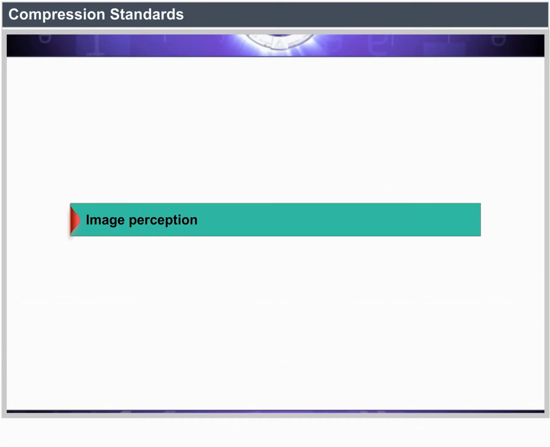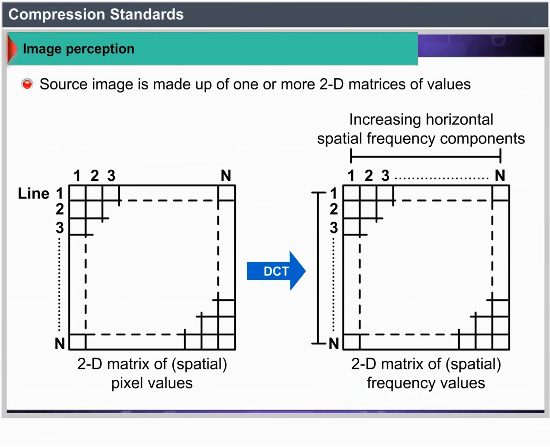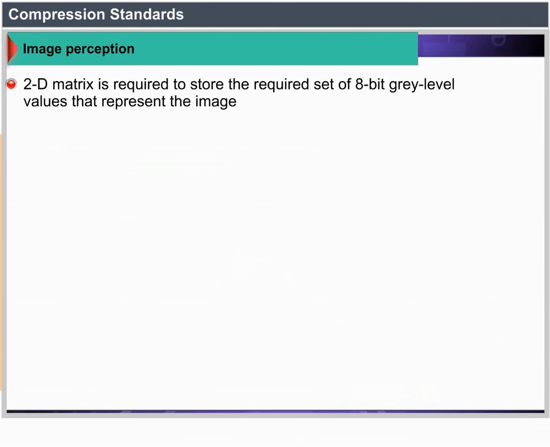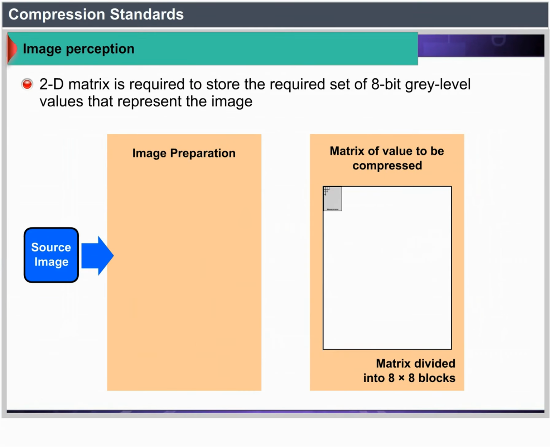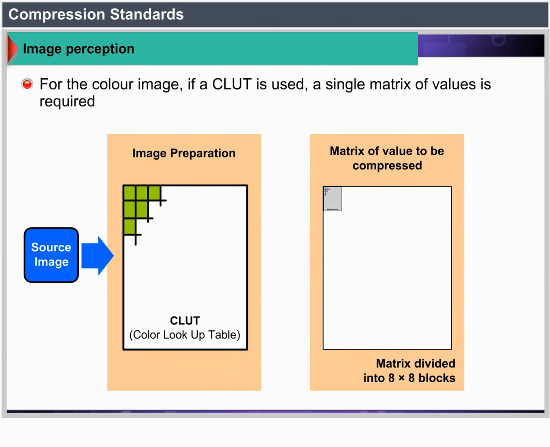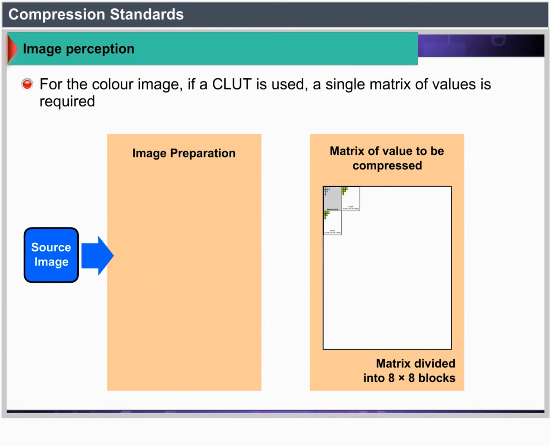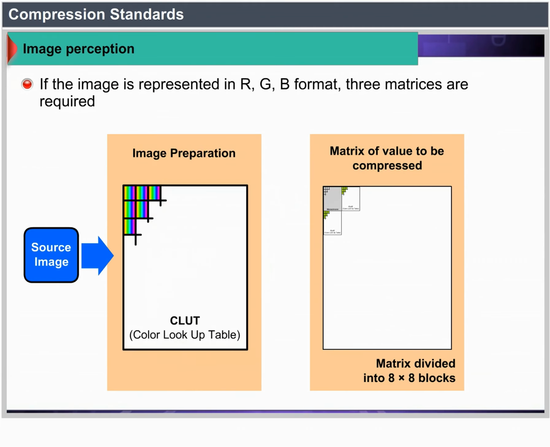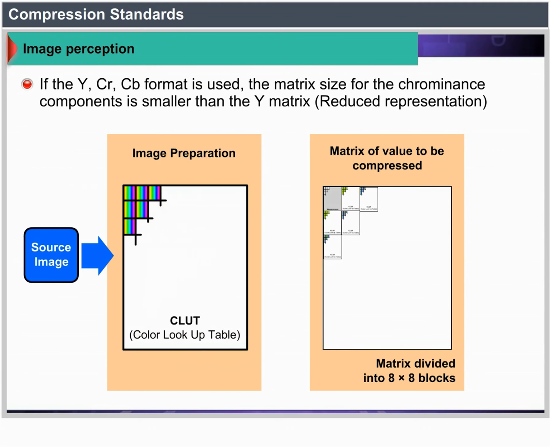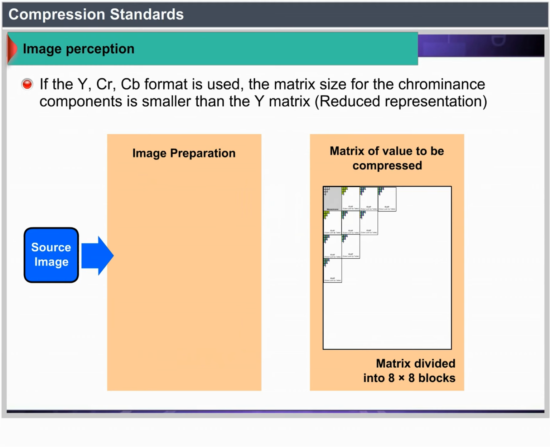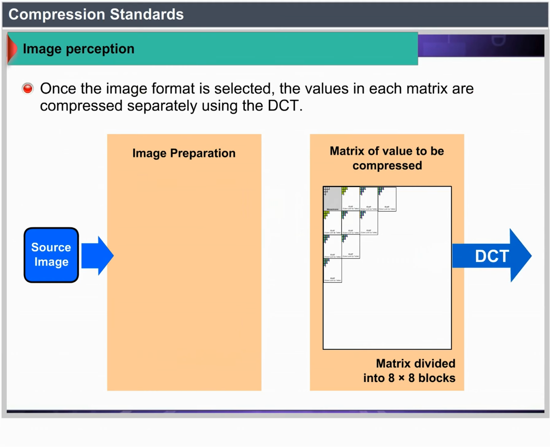Image perception. Source image is made up of one or more 2D matrices of values. A 2D matrix is required to store the set of 8-bit gray level values that represent the image. For the color image, if a CLUT is used, then a single matrix of values is required. If the image is represented in RGB format, then 3 matrices are required. If the YCrCb format is used, then the matrix size for the chrominance components is smaller than the Y matrix, a reduced representation. Once the image format is selected, then the values in each matrix are compressed separately using the DCT.